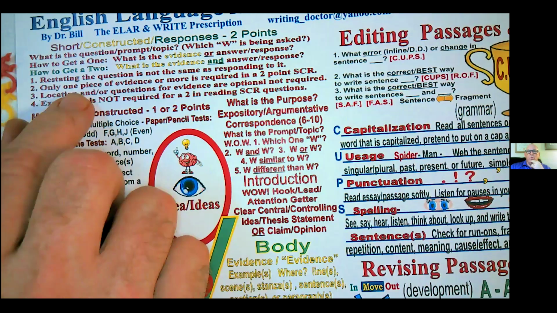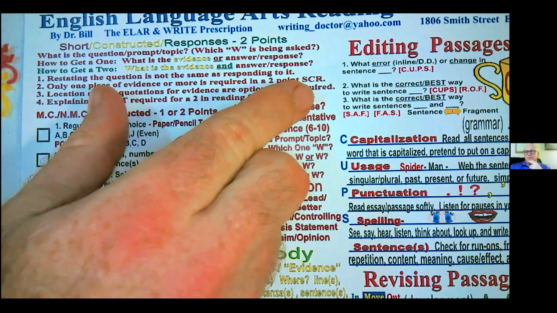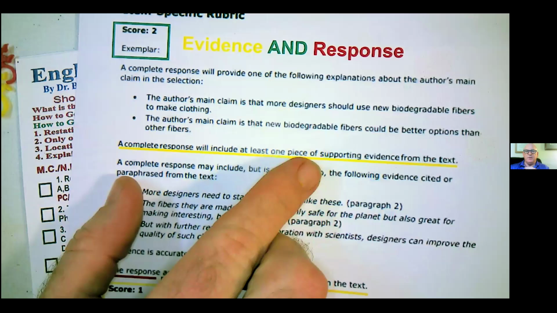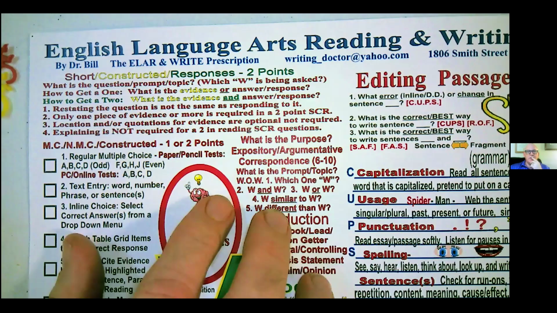Number 2, only one piece of evidence or more is required in a 2-point short constructed response. You saw that, I underlined that, and that's right there. At least one piece of supporting evidence. You don't need 2, 3, 4 pieces in a short. So they call it a short constructed response.